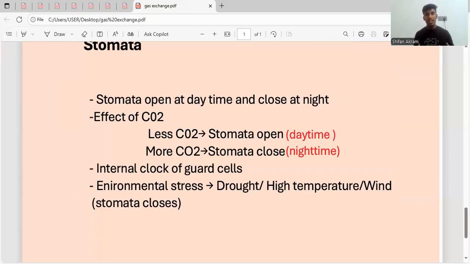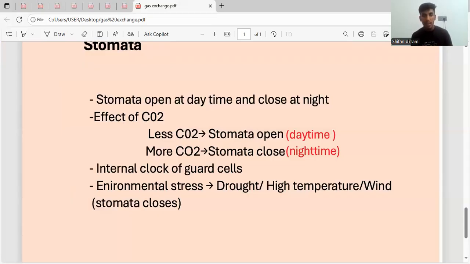Finally, we have environmental stress. Changes in the environment can cause the stomata to close. So here we have drought, high temperature and the wind. We know when there is a drought, plants don't have much water in them. Because of this, water potential in the plant decreases. When water potential in the plant decreases, we know abscisic acid is released. Abscisic acid causes K plus to pump out of the guard cells, closing the stomata. So less water is lost through transpiration.